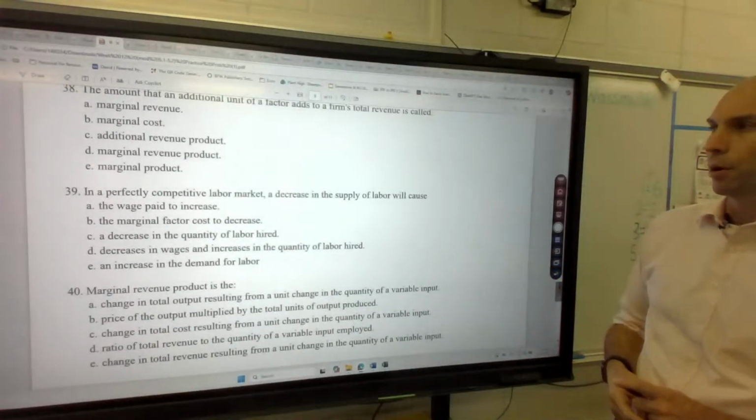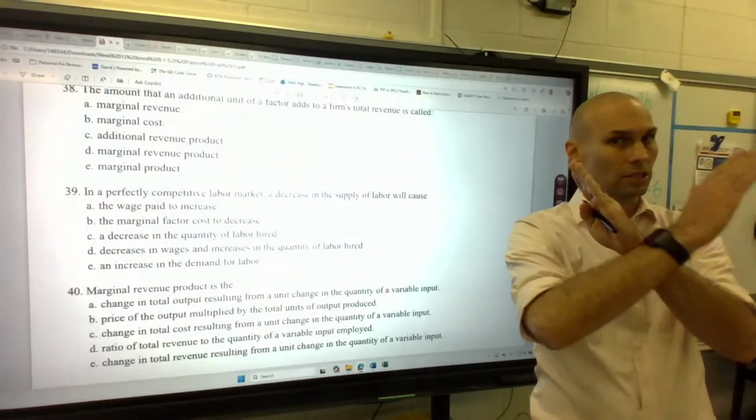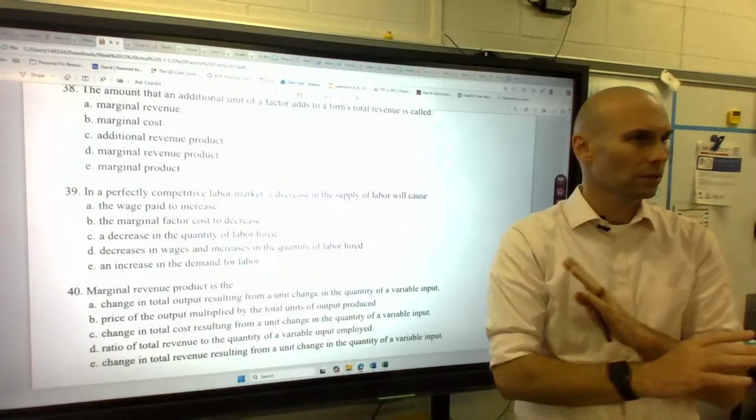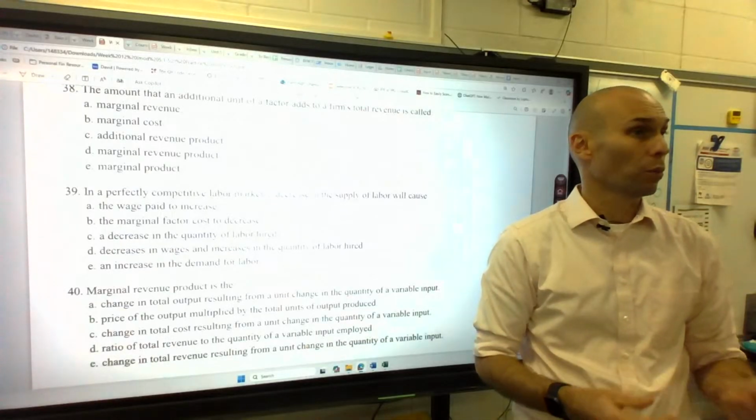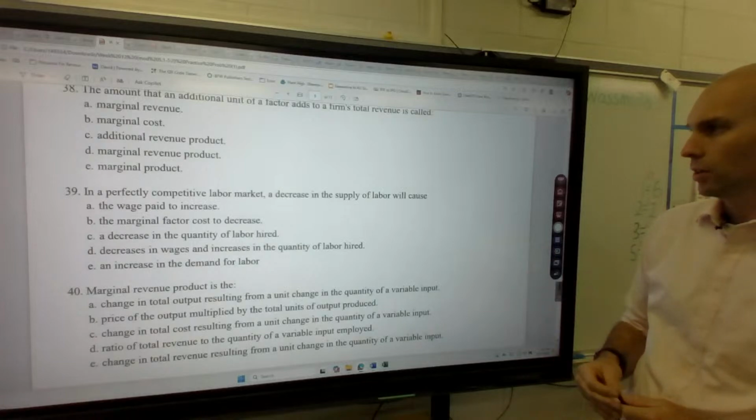39. In a perfectly competitive labor market, a decrease in the supply of labor will cause, what happens if we decrease the supply of labor? The wage rate will what? Increase. Oh, the wage paid will increase. There you go.